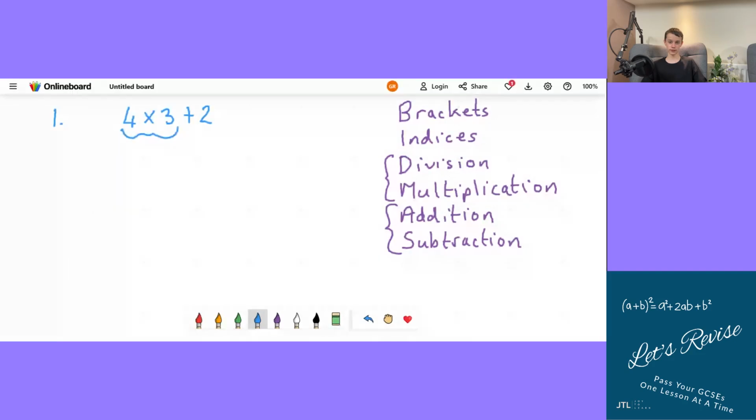First, we do the multiplication. 4 times 3 in this case, which happens to be 12. And then we have to add the 2. And 12 add 2 equals 14. So, there you go. You have solved the question.